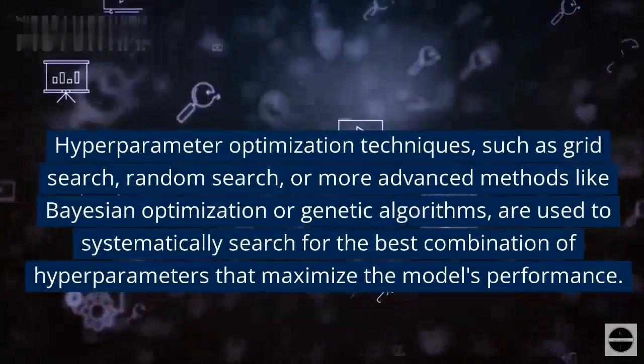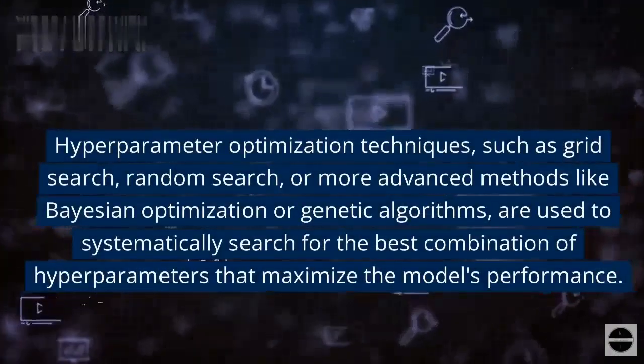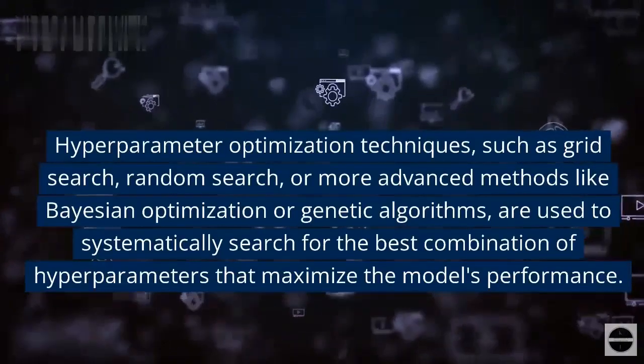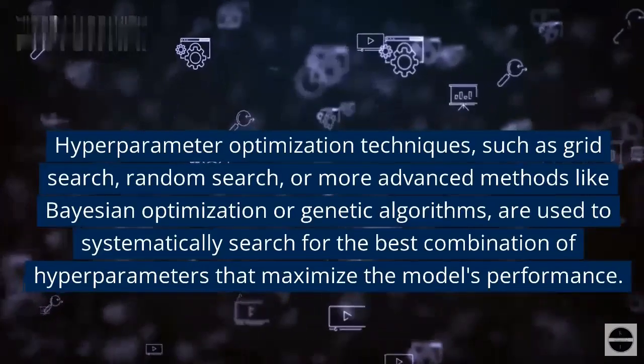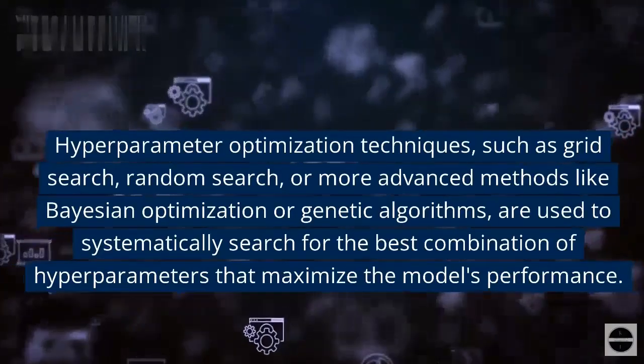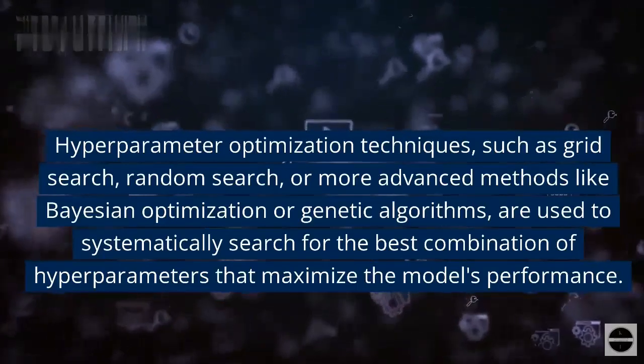Hyperparameter optimization techniques, such as grid search, random search, or more advanced methods like Bayesian optimization or genetic algorithms, are used to systematically search for the best combination of hyperparameters that maximize the model's performance.